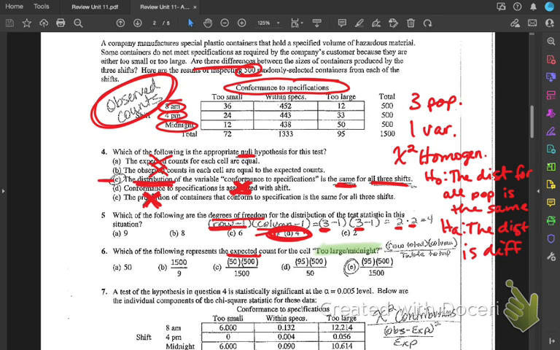Which of the following represents the expected count for the cell too large and midnight? Too large and midnight. So to find the expected count of any particular cell, you need to do the row total times the column total divided by the table total. The row total for midnight is 500. The column total for too large is 95. And then we need to divide by 1,500. So we can immediately take off A, B, and D. And then on the top, we just need to multiply 500 by 95. So the answer is E.